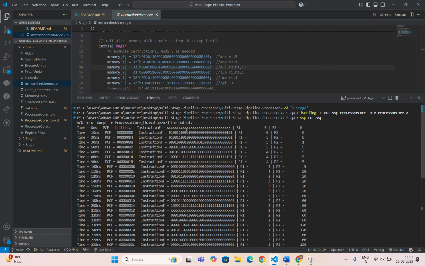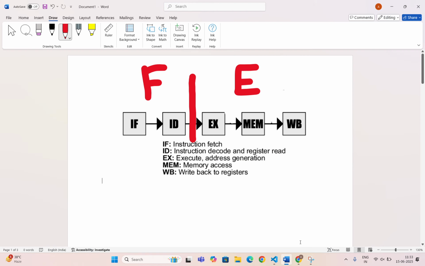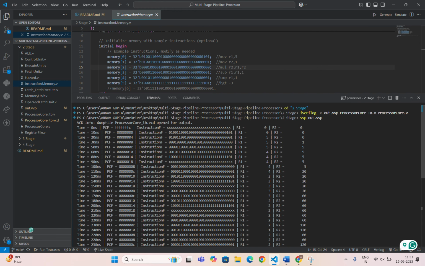In this pipeline processor, at t equals 0 nanoseconds, instruction fetch has no instruction, and R1 and R2 have the value 0, which are initialized. At t equals 10 nanoseconds, the first instruction enters the instruction fetch stage, and R1 and R2 are still 0.